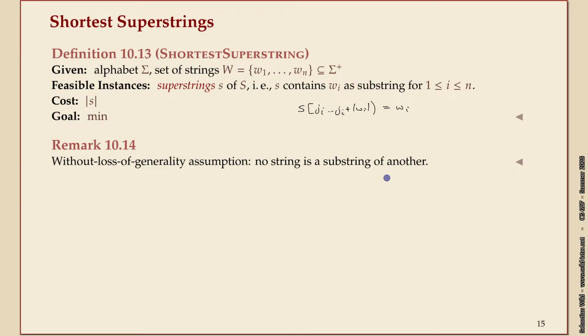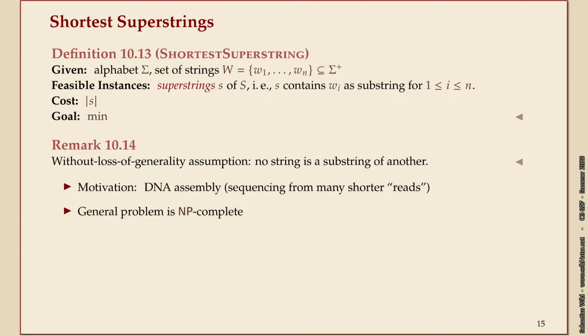Without loss of generality, we assume that neither of the words is a substring of another, because then you can just forget about the smaller one. If it was a substring of another, it'll always be covered, so we don't have to take care of it. That's just something that makes one specific argument in a picture a bit nicer.